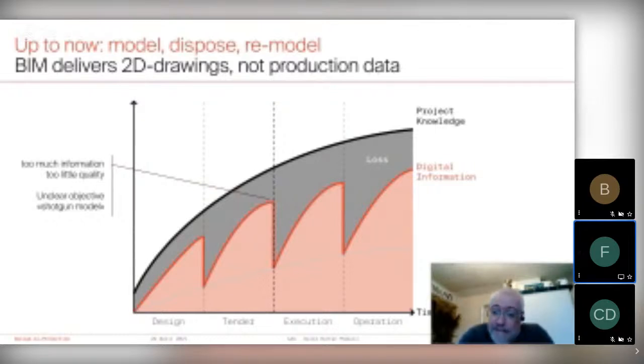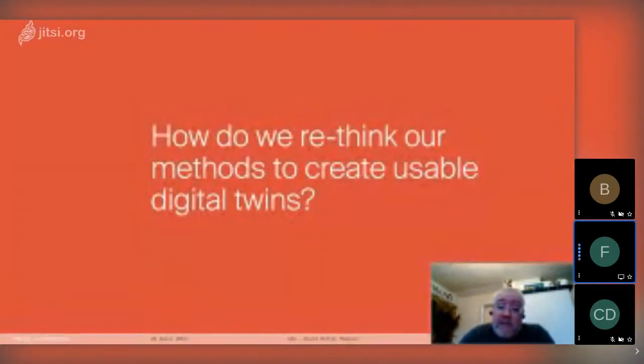And our hypothesis there is that this is at least partly due to unclear objectives. So the guys building those models early on in the project cannot really be blamed because they are not told where their models are actually supposed to end up. So the objective of the model is not really clearly defined. So we do what we do all the time, we build models. So the question is, how do we rethink our methods to create usable digital tools?